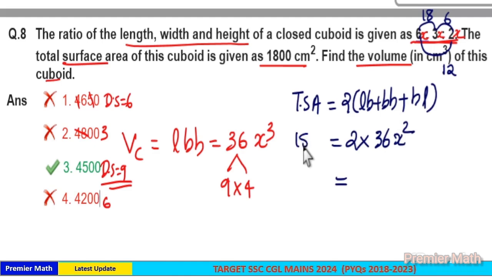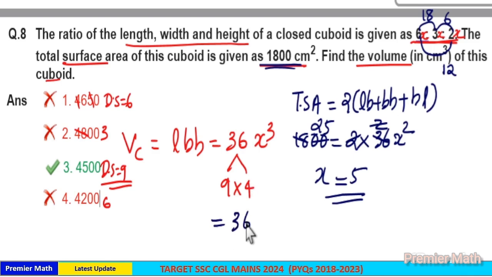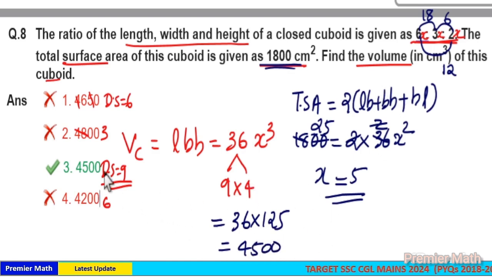Now total surface area is given as 1800. 18 goes 2 times in 36, 2 into 2 is 4, 4 goes 25 times in 100. So x square is equal to 25, which means x is equal to 5. If x is equal to 5, then 36x cube is equal to 36 into 5 cube, which is 125. So 36 into 125 is equal to 4500. So in this way, you can also calculate. But in a competitive exam, you don't have time. So use the digital sum method.